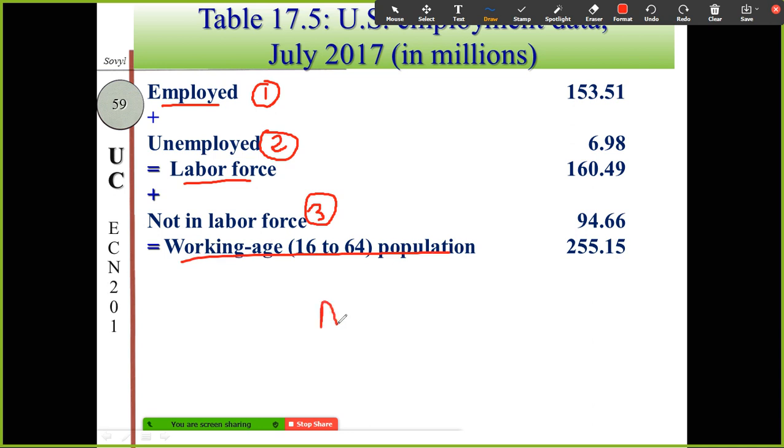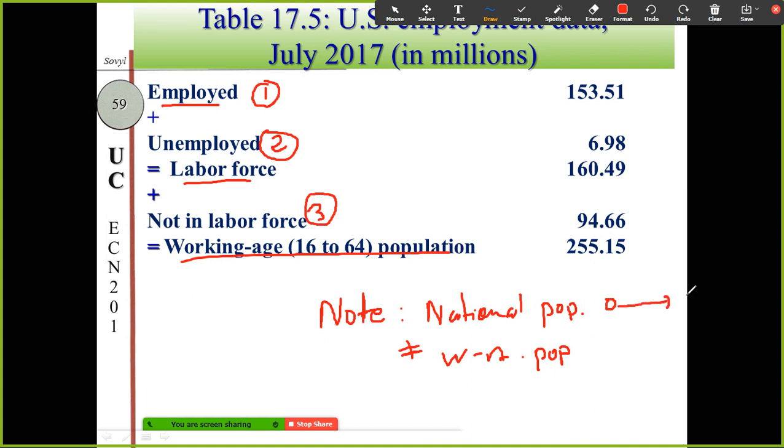Okay, note. Because some students so far confuse working age population with national population. It's okay. National population is different from working age population. How is it different? For national population, we count the baby just born today up to maybe the oldest people in the country. From 0 years or 0 months, from a baby born today to the oldest. This is national population.